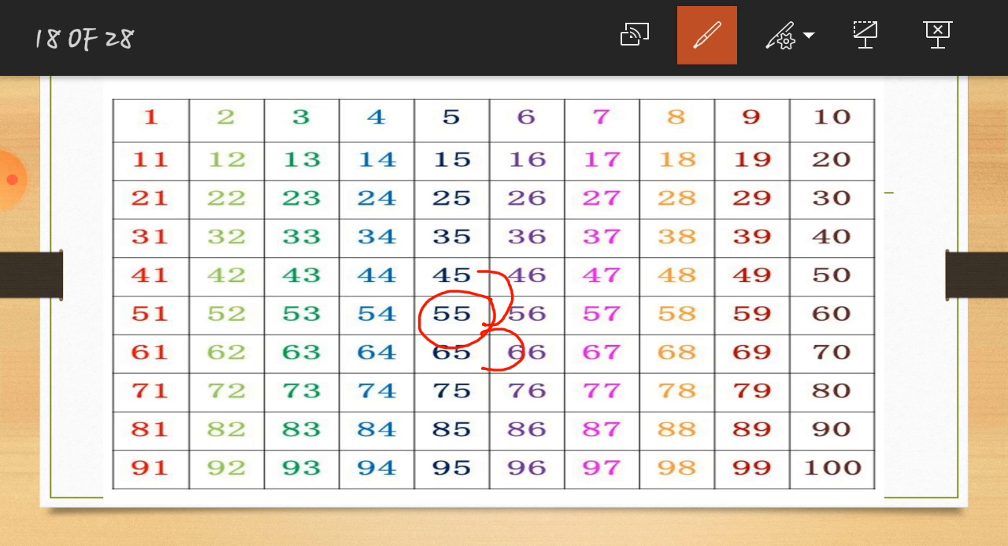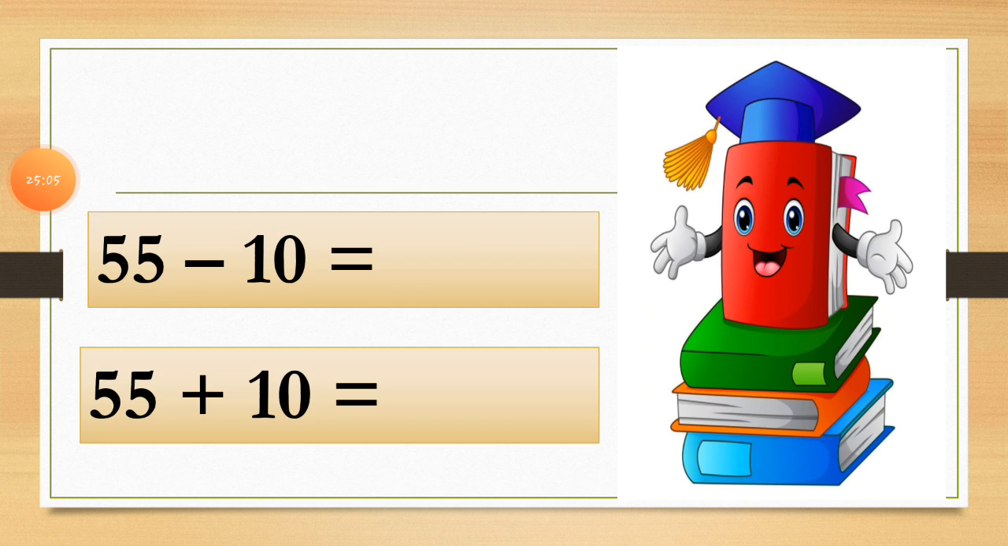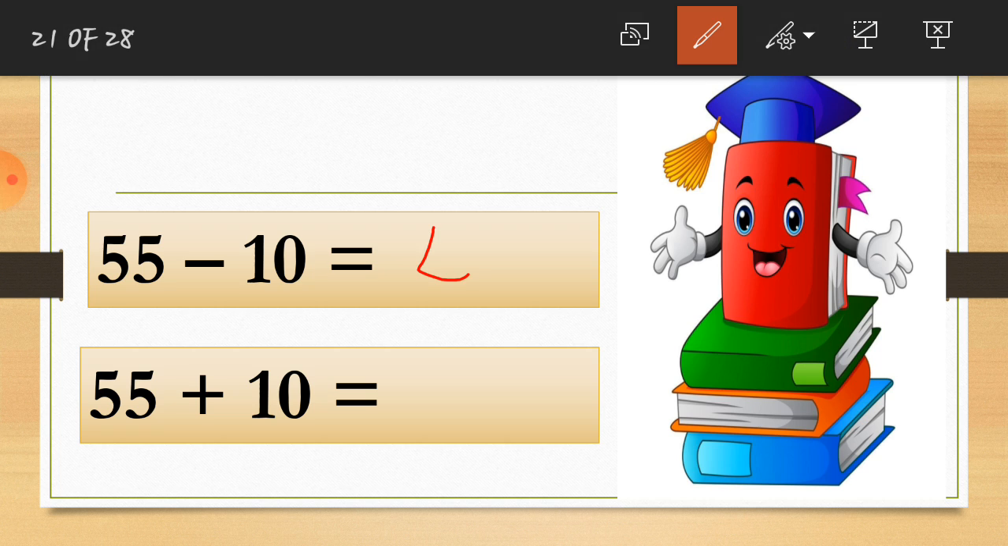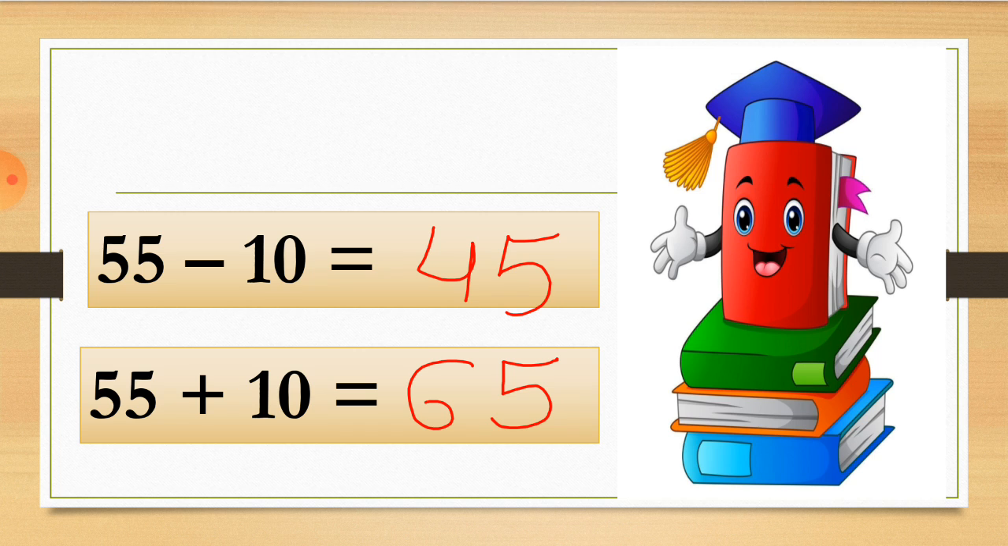How to write this answer? Let's see, students. Here I write the answer in the first: 55 minus 10, so we get 45. I write here 45, and here 55 plus 10, so we get the number which is 65. So this way we have to add or subtract the numbers using this hundreds grid.